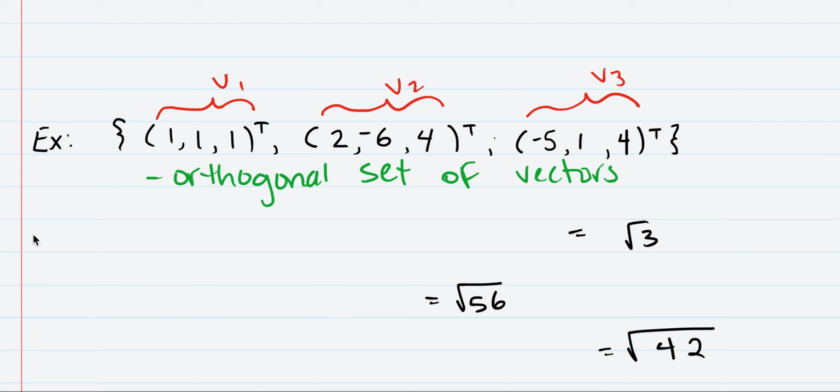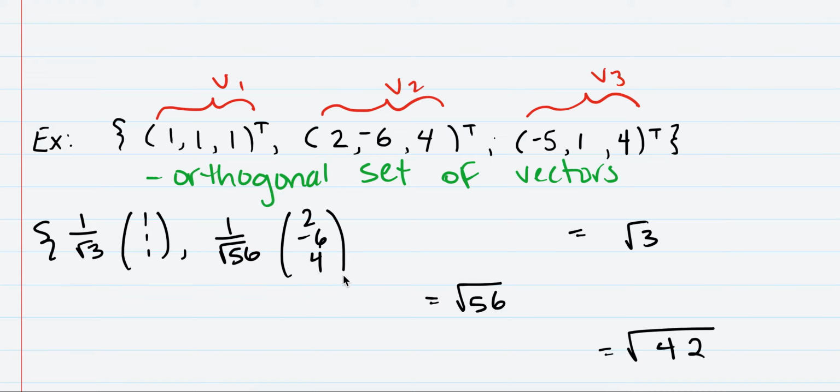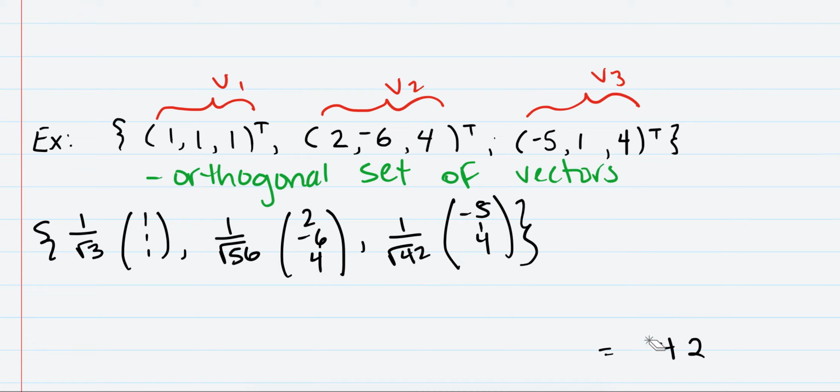So we can say the vectors 1 over square root 3 times (1, 1, 1), and you can also leave it in this transpose notation if you like. Then 1 over the square root of 56 times (2, -6, 4), and you can send that into every entry if you like. And 1 over the square root of 42 times (-5, 1, 4). This is an orthonormal set of vectors. They all have length 1, and if we take the inner product of each pair, we'll get 0.